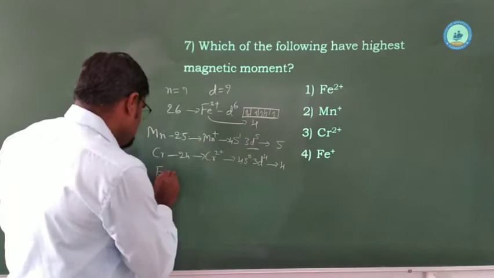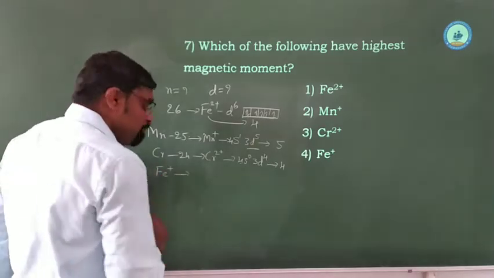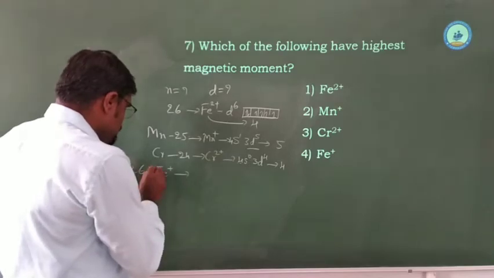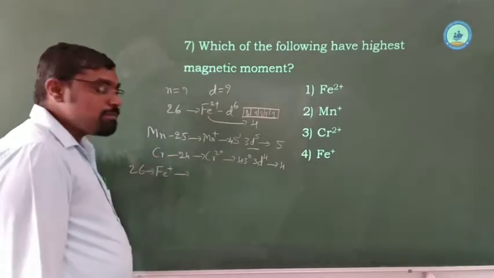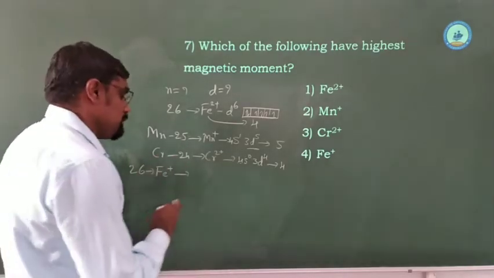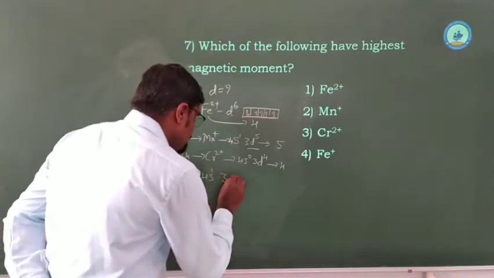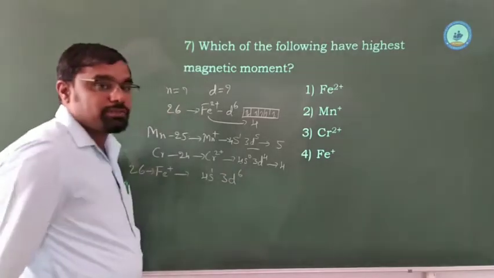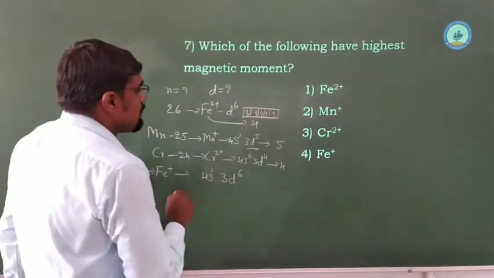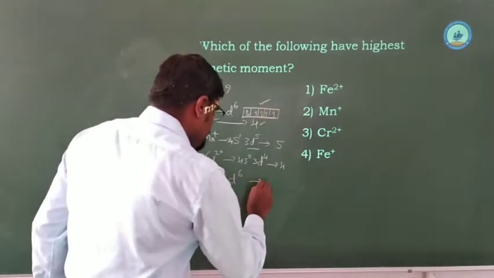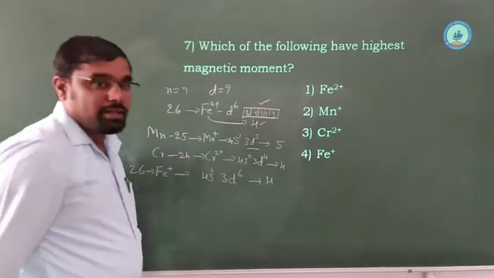Next, here Fe plus, that is iron, the atomic number is 26. So 1 electron has to be removed from where? From the s orbital. So then we can write 4s1 3d6. So how many unpaired electrons? 4. So then 4 unpaired electrons are present.